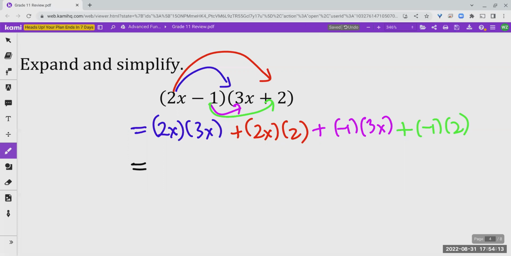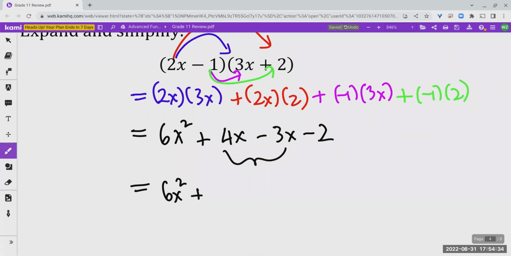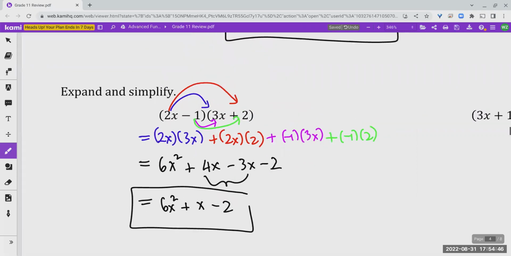So 2x times 3x, 2 times 3 is 6. X times x, that's x squared. Okay, next. 2x times 2, that is 4x. -1 times 3x, that is minus 3x. And -1 times 2 is -2. All right, you can collect like terms. So 6x squared, 4x minus 3x is just 1x. In math, you don't have to write 1 because it's redundant. Just say x and minus 2. There we go. That is our simplified solution.